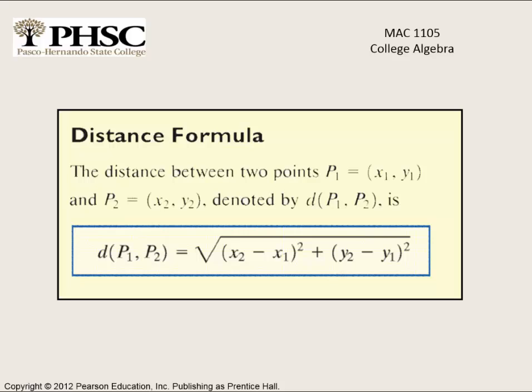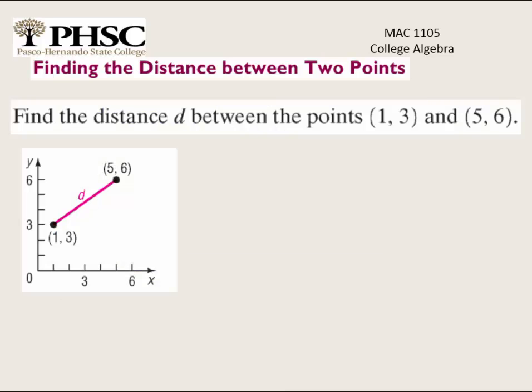So now let's talk about the distance formula. The distance formula says that the distance between 2 points P1, which has coordinates x1, y1, and P2 with coordinates x2, y2, denoted by the distance P1, P2, is given by the square root of the difference squared of your x coordinates plus the difference squared of your y coordinates.